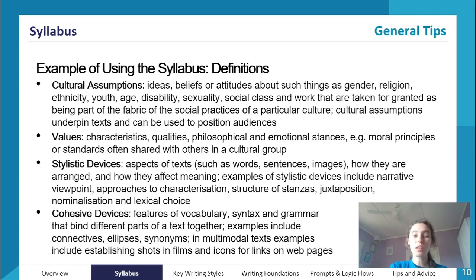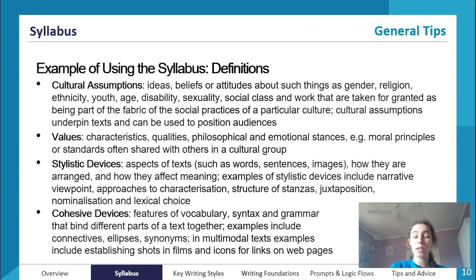So cultural assumptions are ideas, beliefs, or attitudes about things like gender, religion, ethnicity, youth, age, disability, sexuality, social class, and work. And those things are taken for granted as being part of the fabric of the social practices of a particular culture. So the cultural part of this is really important. It's all about where you are in terms of the setting, what time period it is, and what the culture is like.